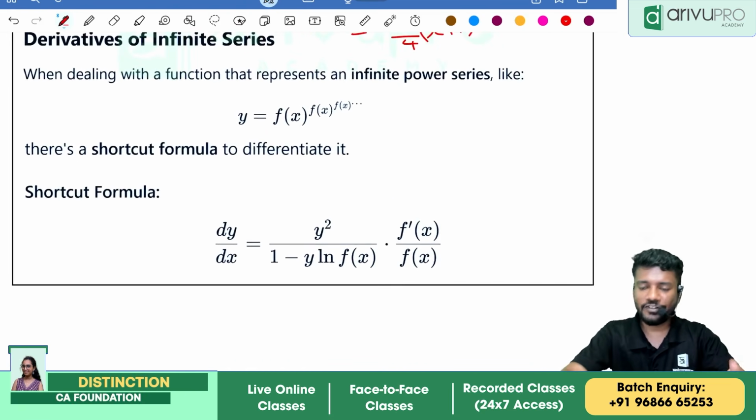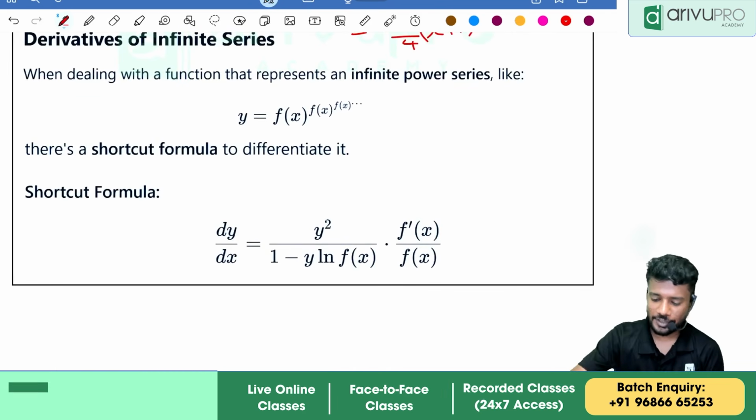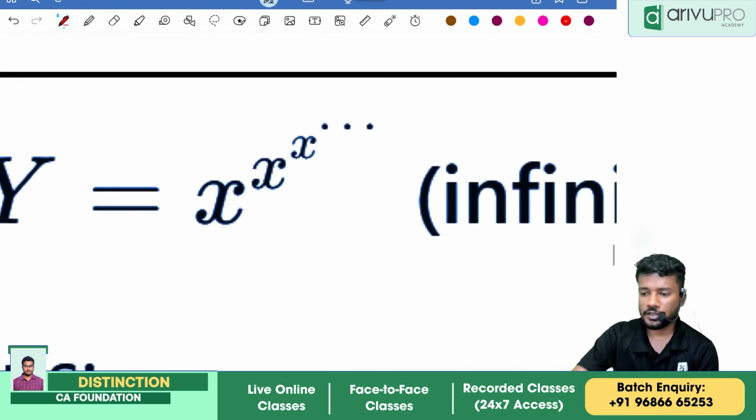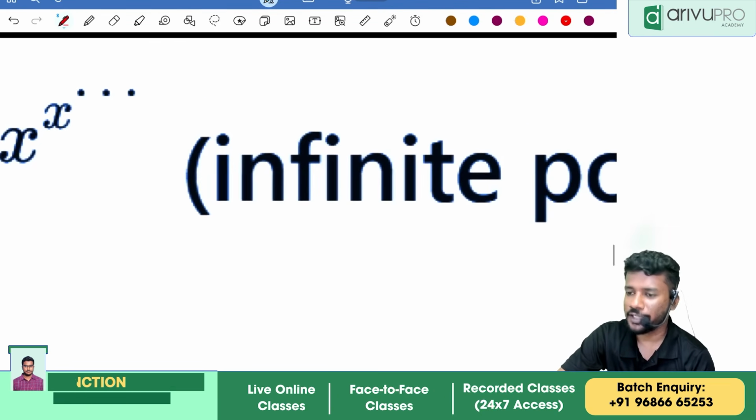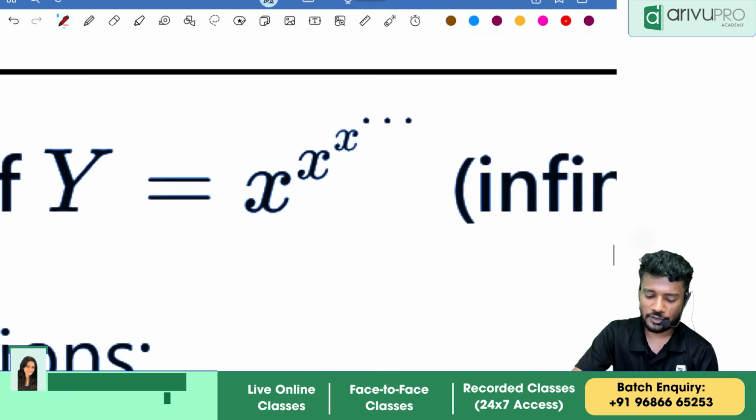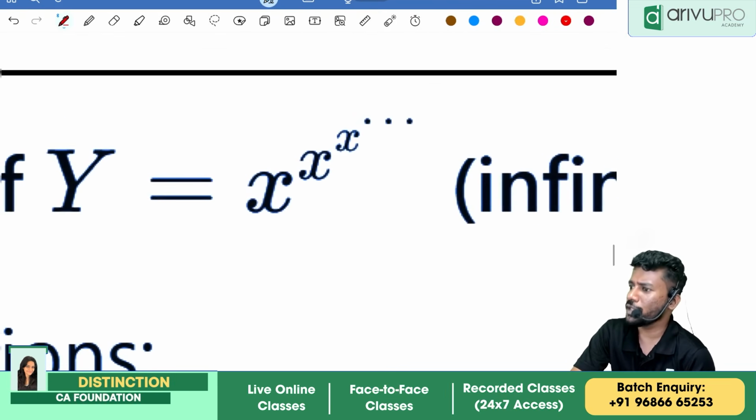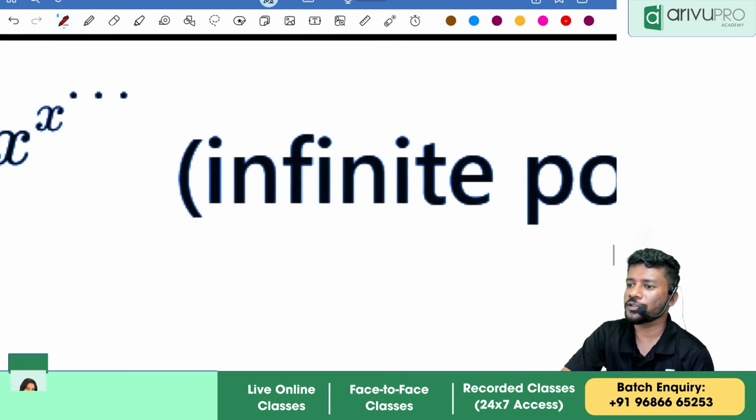Derivative of infinite series. What do you mean by infinite series? Yes, you will remember it. This is y. If you zoom in also, this is also y form. So this is equal to what? What is y? y is equal to x raised to x raised to x raised to etc. Then what is this? That is also y.